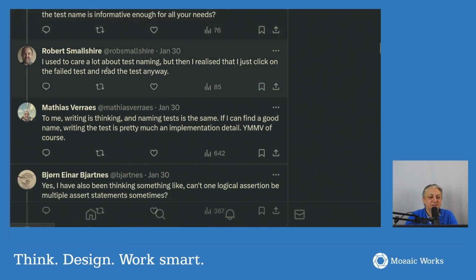Then Robert answers, I used to care a lot about test naming, but then I realized that I just click on the failed test and read the test anyway. This is true, but there's also another thing here which would be really nice.